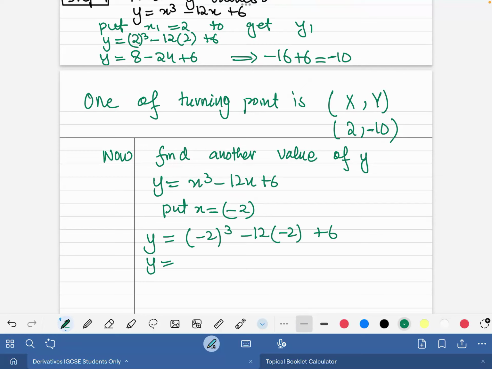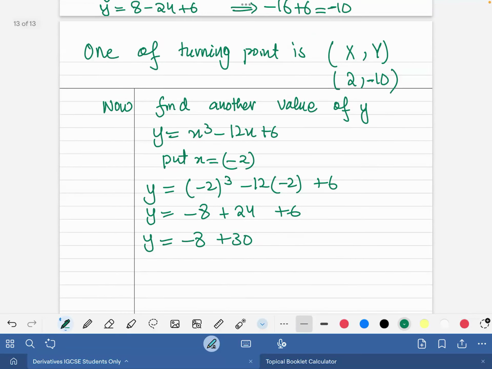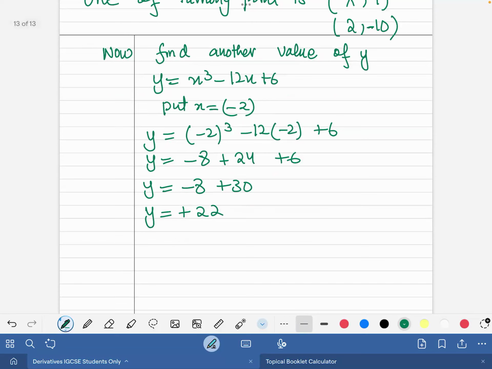Beta, -2 whole cube is -8. Minus minus plus, 12 twos are 24, plus 6. So y is equals to -8 plus 30. Plus minus is minus, sign of plus. 30 minus 8 is 22. So y is equals to 22. So the second turning point is -2 and 22. That is the second turning point.